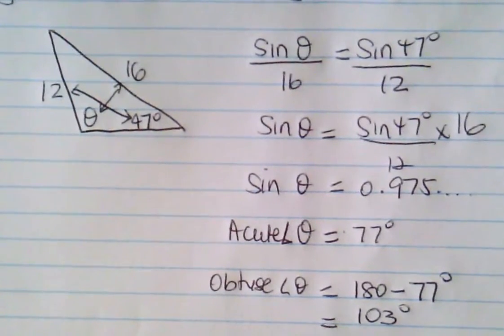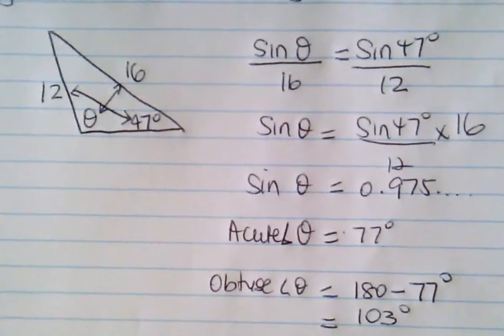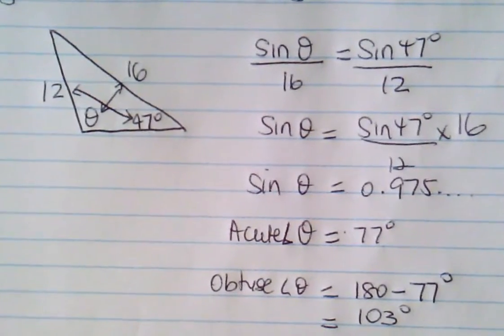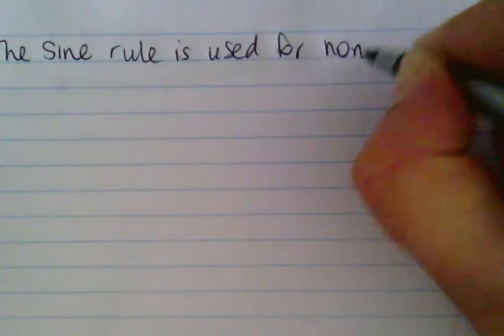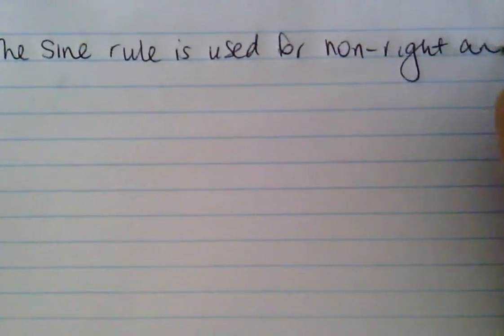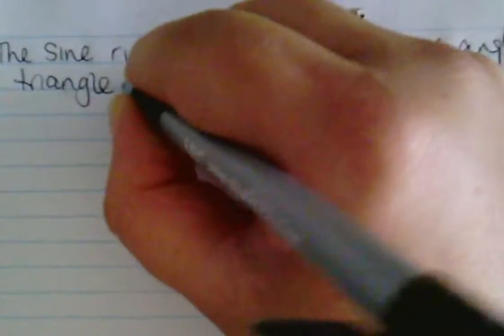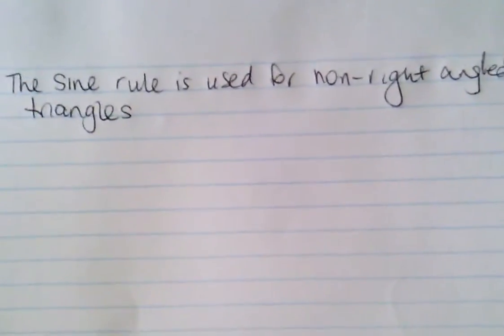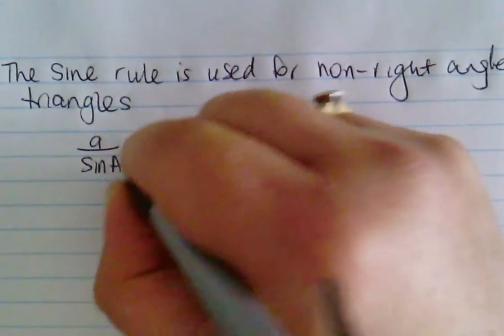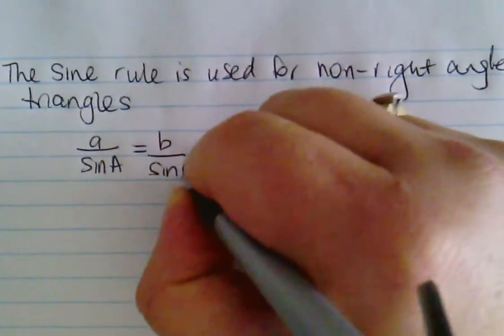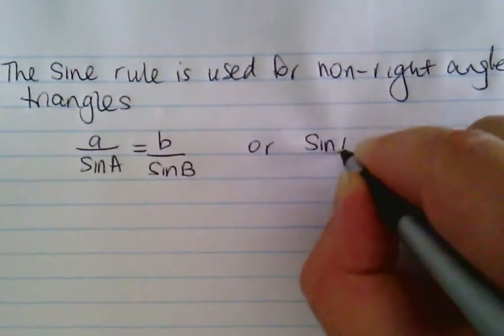Pretty simple. So once we've learnt about sine, looked at the sine curve, and know that sine theta is positive in quadrants 1 and 2, this now makes sense to do this. Okay? The sine rule is used for non-right angle triangles. Remember the sine rule is this, A on sine A equals B on sine B, etc. Or we can do the flipped version of it.